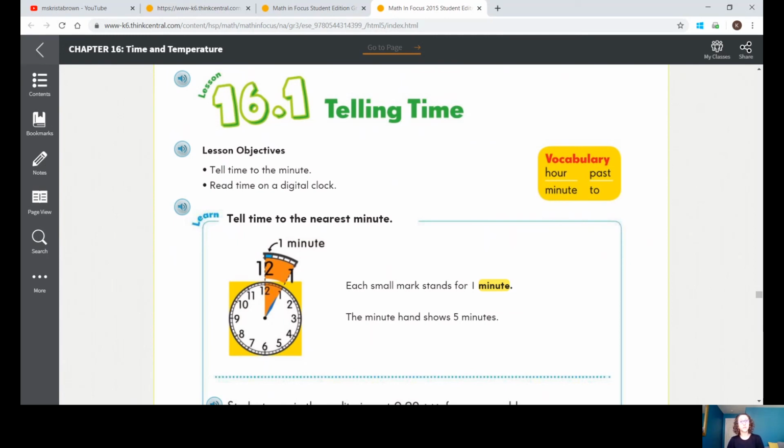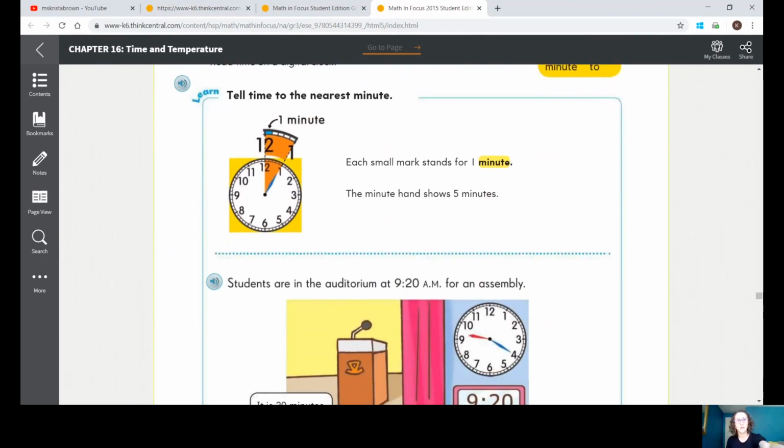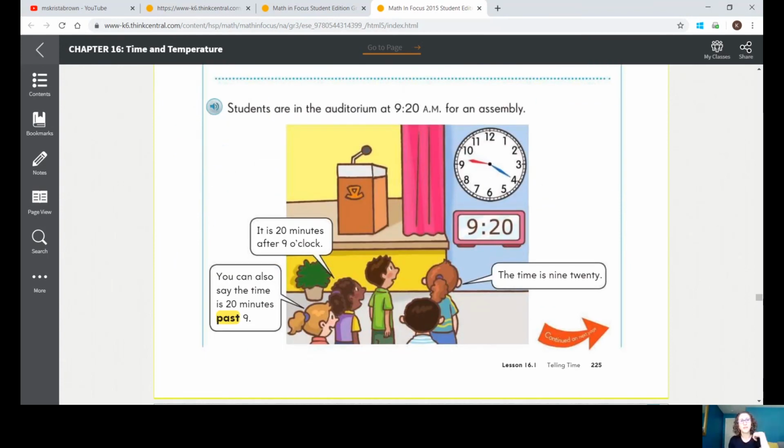Each small mark stands for 1 minute, and the minute hand shows 5 minutes. So each of those little tiny tick marks equals 1 minute, and between each of the numbers is 5 minutes. That's why it's so helpful and handy to count by fives.